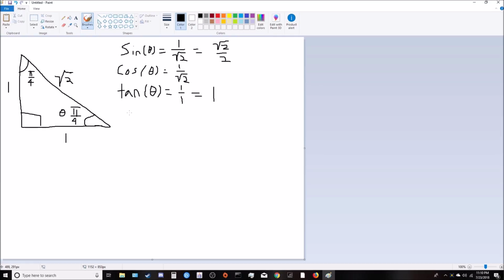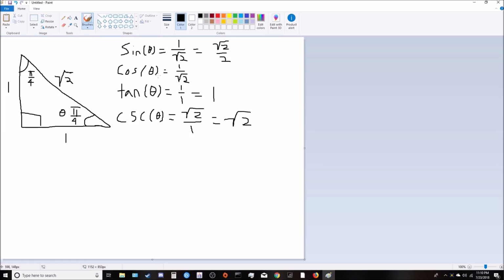And so now, let's find the reciprocal functions for all of these. Starting off with sine, the reciprocal function is going to be cosecant, or hypotenuse over opposite. So we've already determined that the sine of theta is 1 over root 2. So to find the cosecant, you just flip that, and you get root 2 over 1, or root 2.